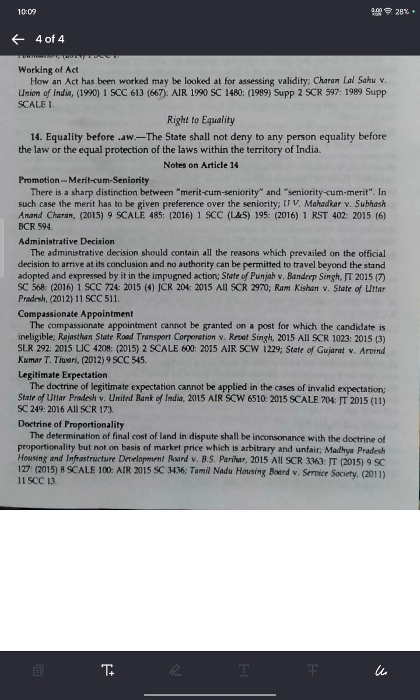Administrative decision: an administrative decision should contain all the reasons which prevailed on the official to arrive at its conclusion. No authority can be permitted to travel beyond the stand adopted and expressed by it in the impugned action. State of Punjab versus Bandeep Singh. So every administrative action must be under the law and as per the law; no one can go for fast-forward own justice.